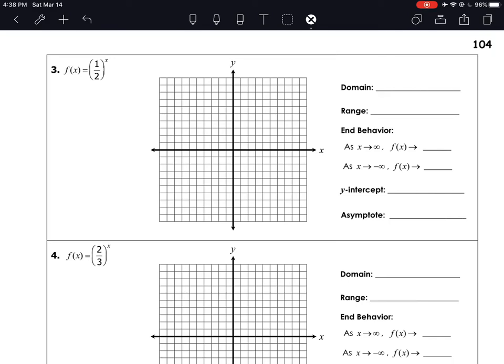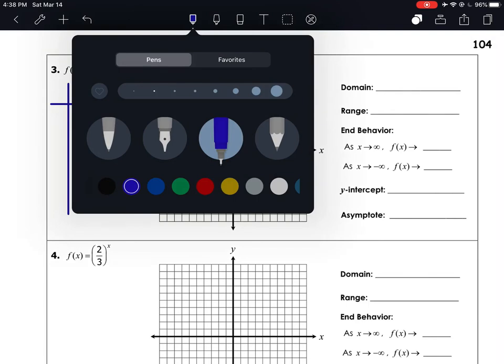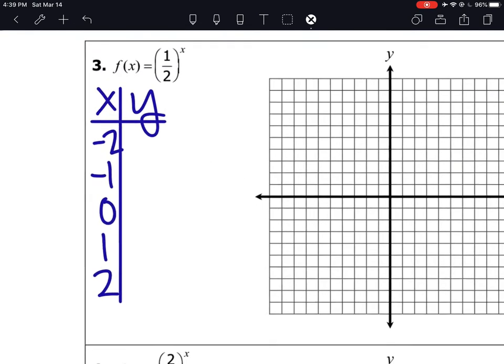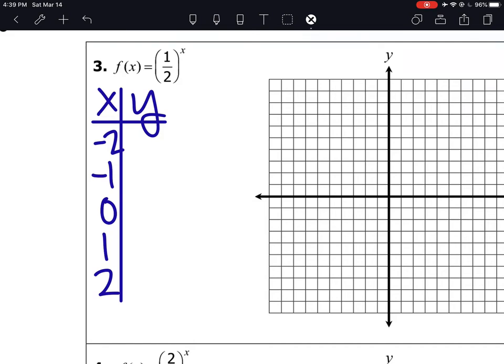And now on to the next one, which is number 3. For this one, we're going to first make a table of values just to see what's going on. We're going to plug in the same numbers, but something interesting is going to happen with this one. So here we are again at the property of exponents. The first one we're plugging in is -2.